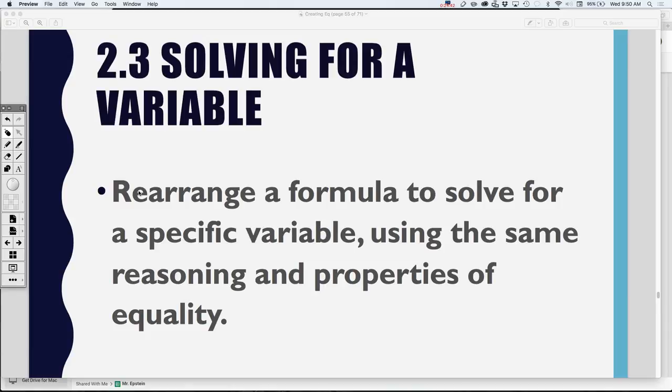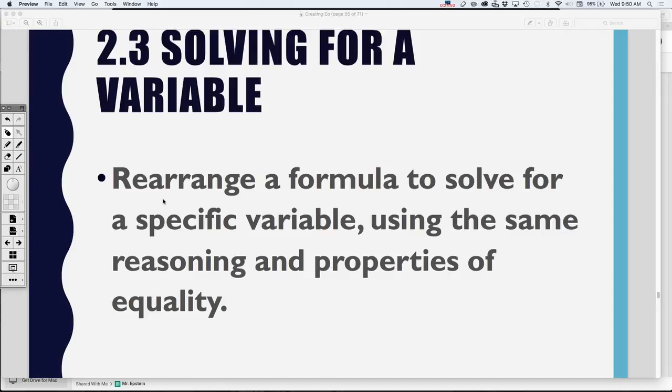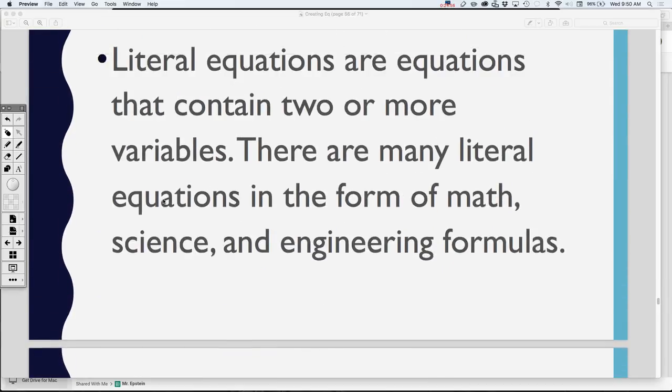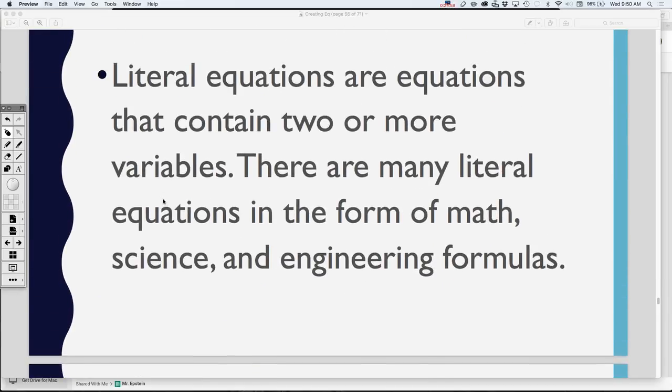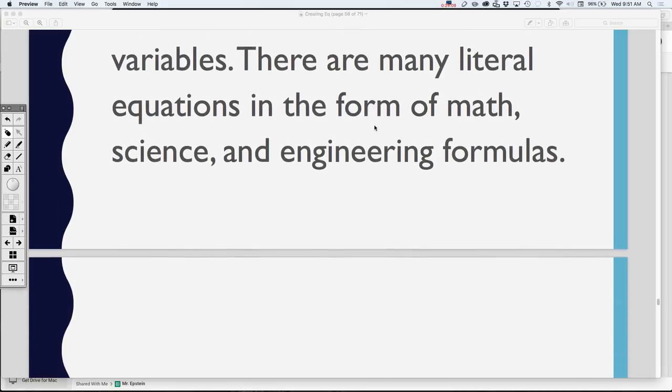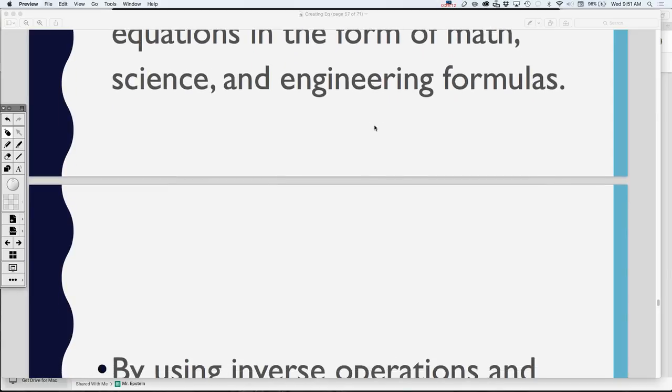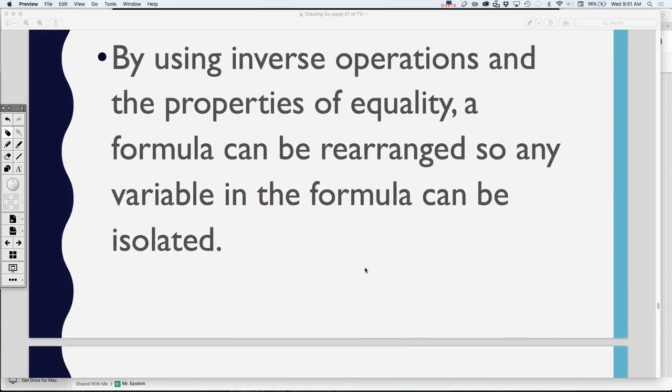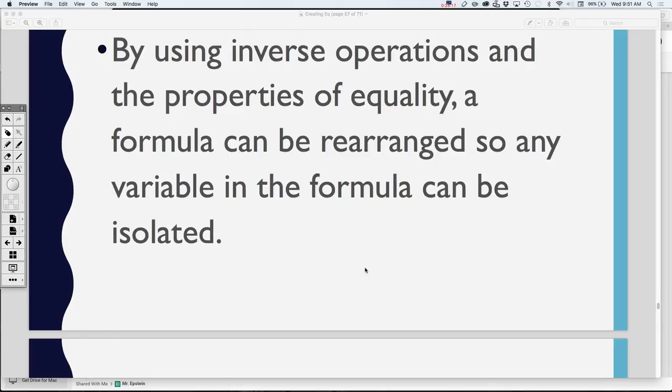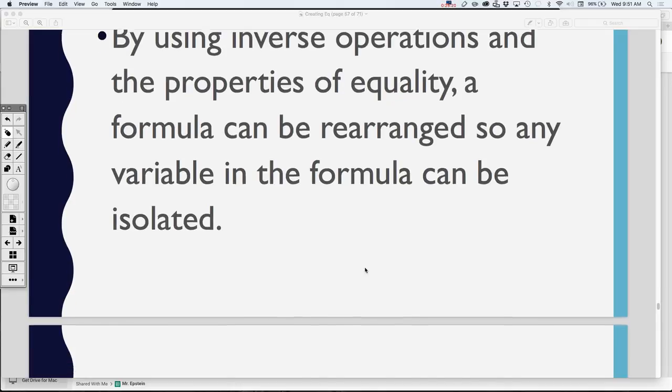Okay, rearrange a formula to solve for a specific variable using the same reasoning and properties of equality. So on this one, we're doing exactly the same thing, but it's going to be all variables, all symbols or letters, okay? Literal equations are equations that contain two or more variables. There are many literal equations in the form of math, science, and engineering formulas. So by using inverse operations and the properties of equality, a formula can be rearranged so that any variable in the formula can be isolated. All right, let's get to the actual problems. It is no different than how equations are solved.